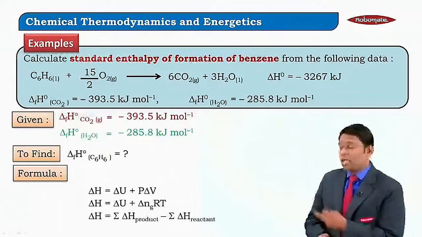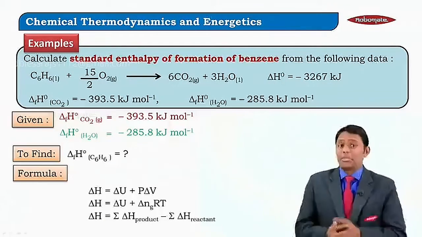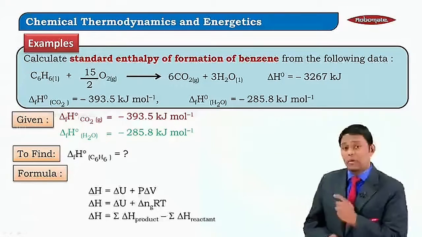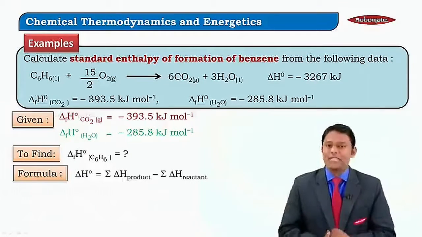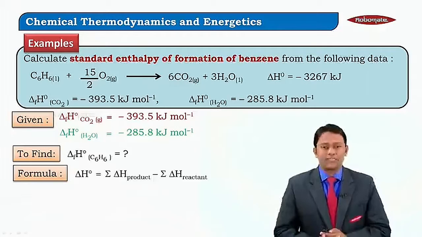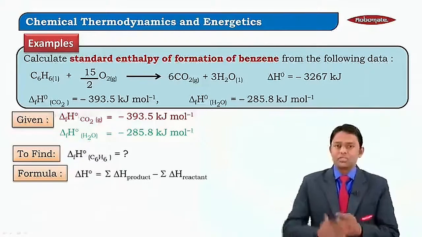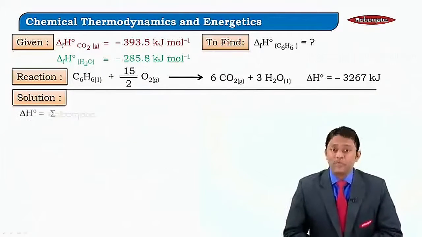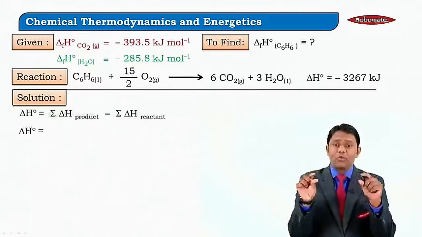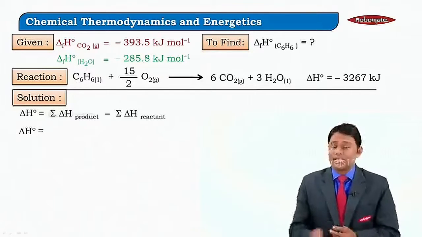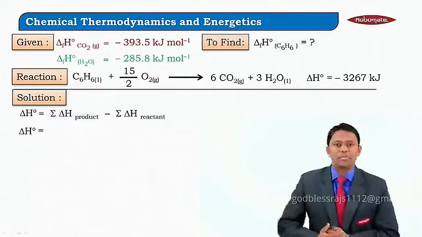So the various formulas which we can use are these, but since it is a reaction, we'll be using the third formula, that is summation of enthalpies of products minus summation of enthalpies of reactants. So let's do the sum. The first thing we have to do is write the formula in terms of the equation. So it is enthalpies of products minus the enthalpies of reactants.